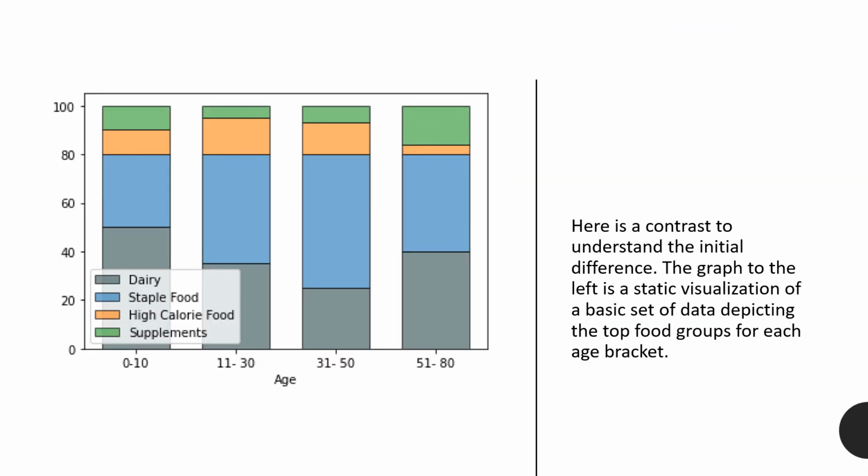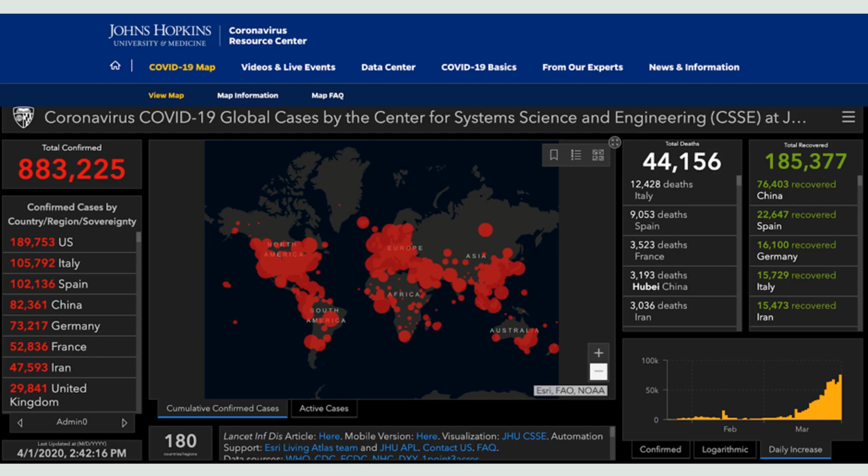Here is a contrast to understand the initial difference. The graph to the left is a static visualization of a basic set of data depicting the top food groups for each age bracket. And here is an interactive, much higher level data visualization, utilizing modern technology and an ever-evolving data set. As you can see, this is a more intricate data visualization tool as it collects data in real time and presents it for viewers. This allows users to gain insight into how data is changing instantaneously.